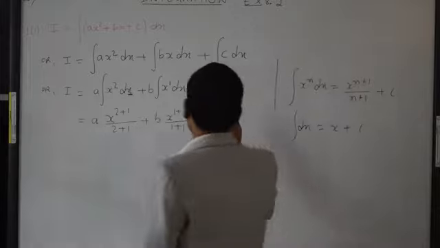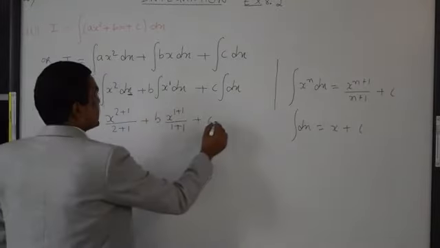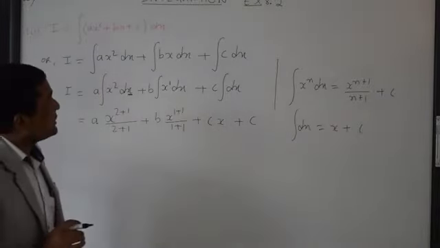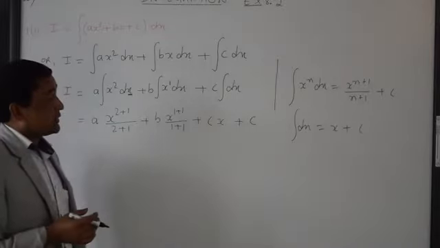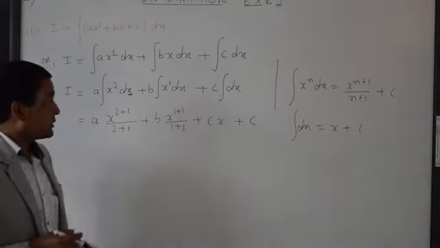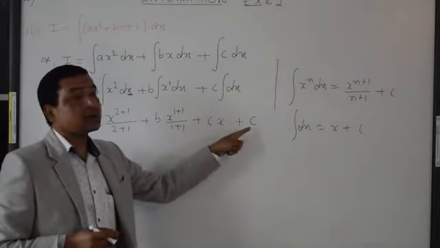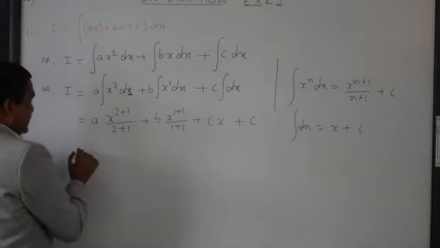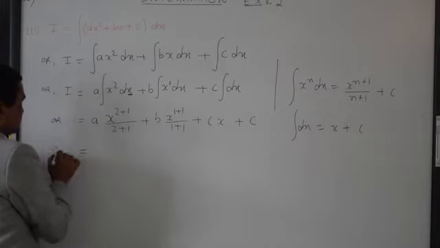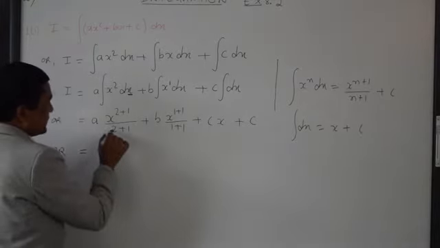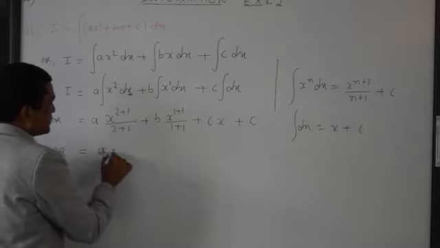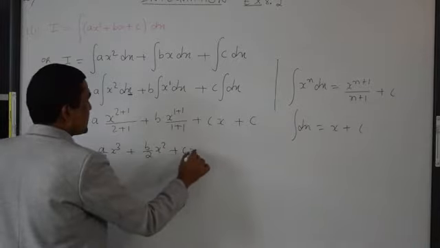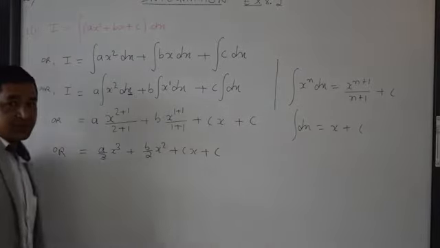That means dx is there, the integration of dx is x, then finally write one constant c, because we are actually doing indefinite integration. If it is indefinite integration, we have to write one constant c. Don't get confused: this c is the given constant, and this is the integration constant. After completing the integration, just write one c. Now simplify it. 2 plus 1 is 3, so x cube by 3, plus b by 2 x square plus cx, and plus c, where c means the integration constant here.